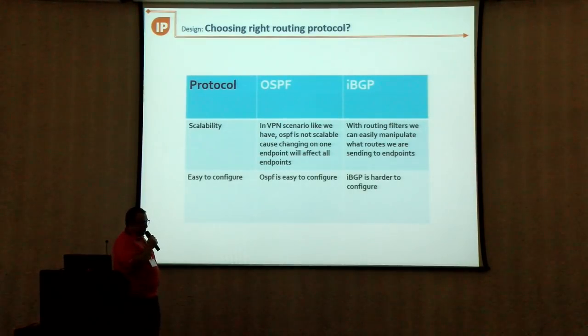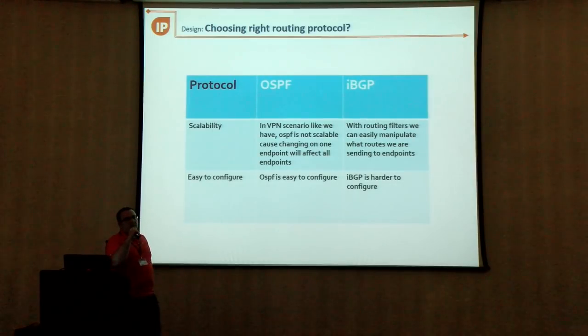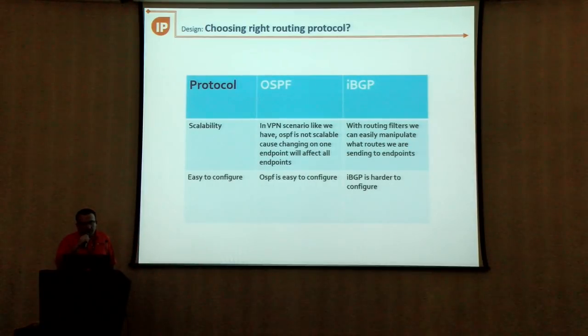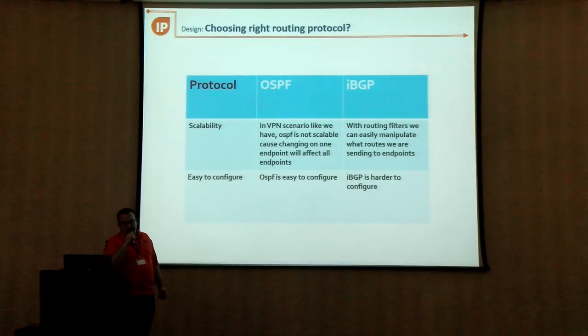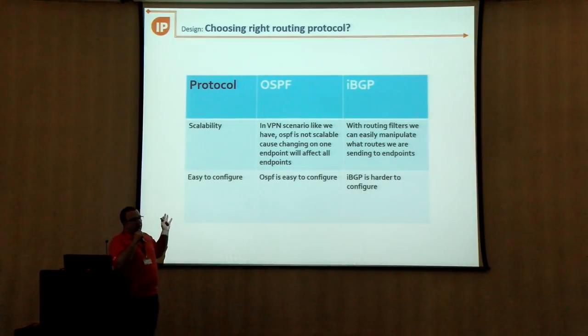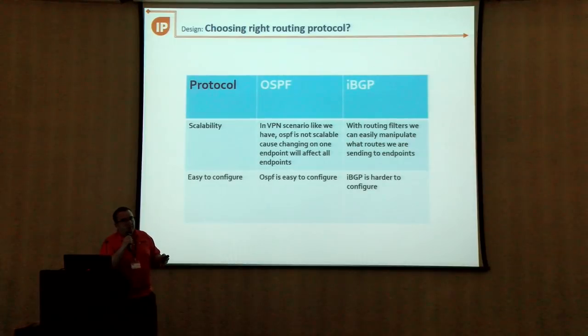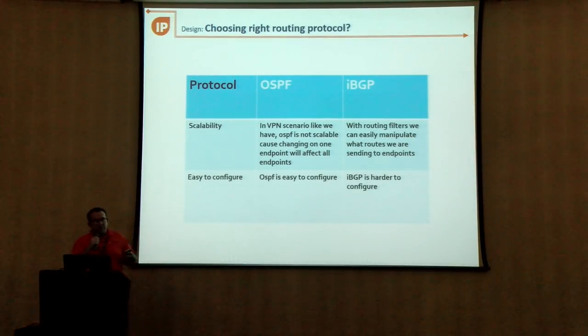So, the first decision to make is to choose the right routing protocol. We considered two routing protocols: OSPF and IBGP. Using OSPF in this kind of VPN scenario, where we are talking about 1,000 devices, if some route drops, it will reflect to all of our endpoint devices. So any route flapping and anything, because we simply cannot divide everything into small enough areas, because the routing topology in OSPF is not shared between the areas.